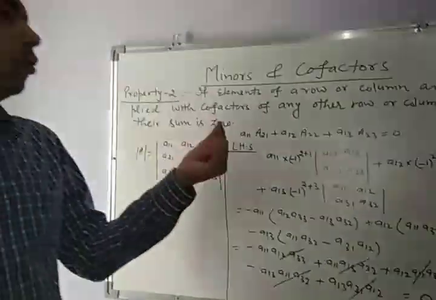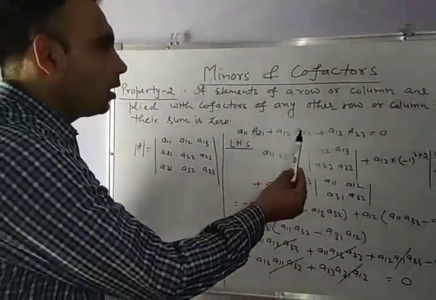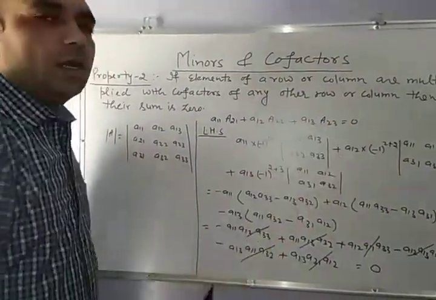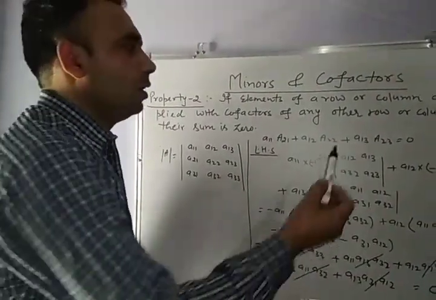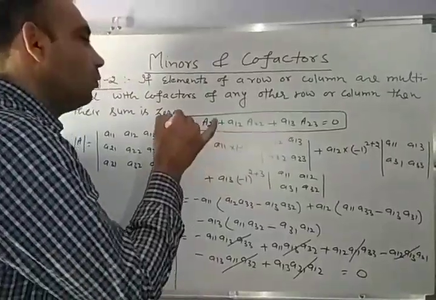So the sum of products of the elements of any row or any column with the cofactors of any other row or any other column is equal to 0. These are the important properties which we use.